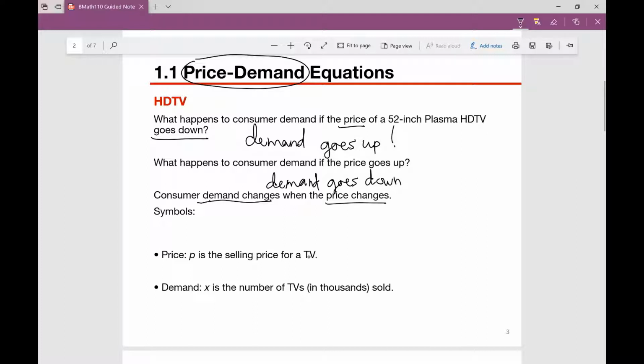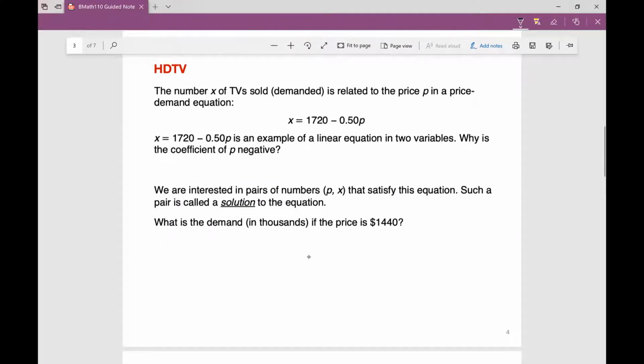For the price, the notation is going to be small p, the selling price for the TV, and the demand is usually notated by x, which is the number of TVs in thousands sold. If the demand x is related to the price p by the equation x equals 1,720 minus 0.5p, remember that this is an example of a linear equation in two variables, x and p.